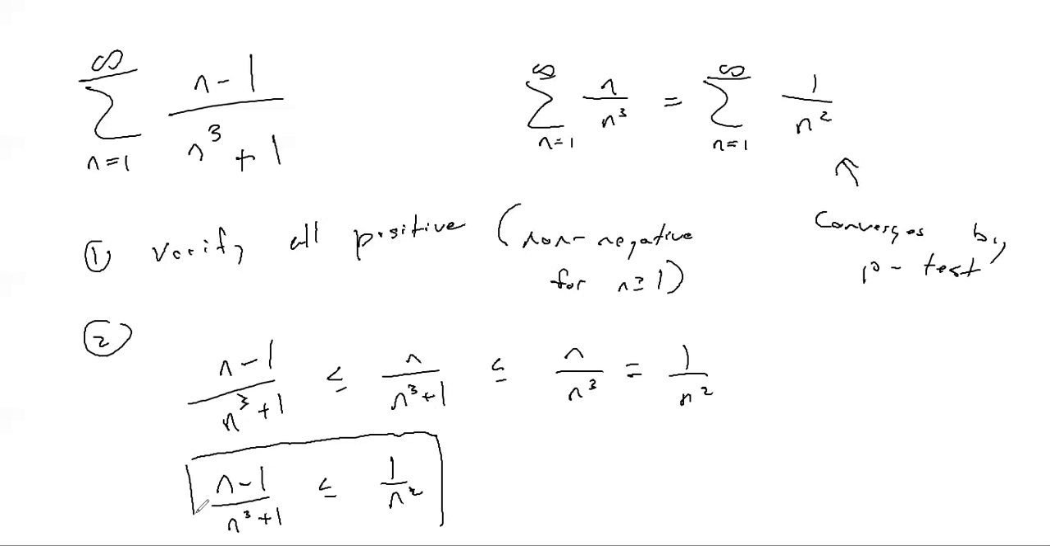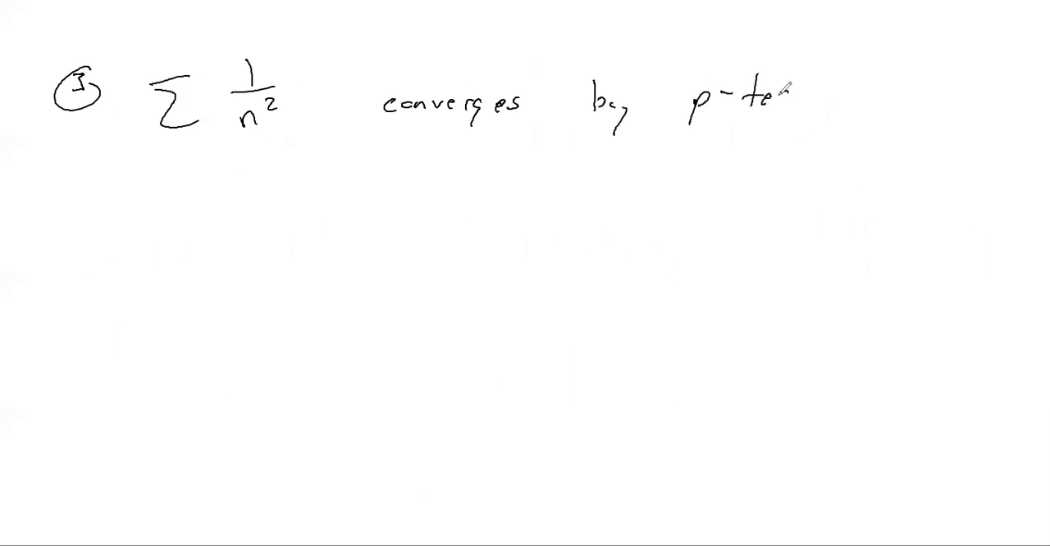Right? I have this series is convergent. So if all the terms of this series are less than or equal to it, by comparison test, this should be convergent as well. Okay. So to conclude, I say 1 over n squared converges by p-test.